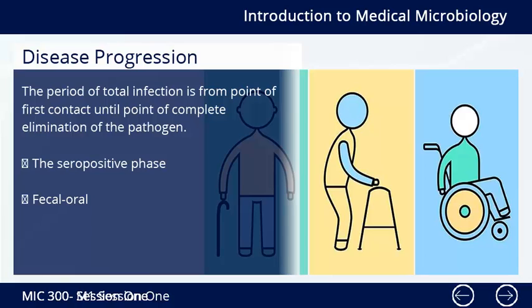The seropositive phase occurs where the patient has been exposed to a pathogen and has mounted an antibody response that is reflected in detectable levels of specific serum immunoglobulin. Incubation is defined as the period from the point of first contact until the point of appearance of symptoms of infection, that is, when disease is present. Latent infections remain dormant and then re-emerge after stress or a lapse in immune function.